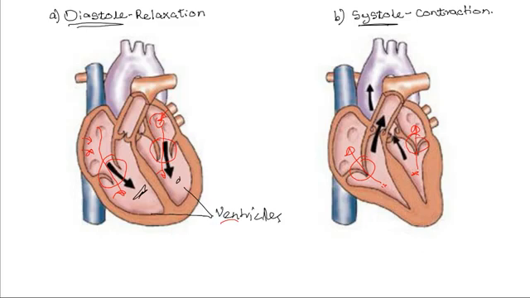At the same time, the semilunar valves of the pulmonary artery and the semilunar valves of the aorta open. So during systole, as a result of the contractions of the ventricular muscles, blood is pumped from the right ventricle through the pulmonary artery to the lungs for oxygenation. And at the same time, from the left ventricle, blood is pumped out through the aorta into the systemic circulation.